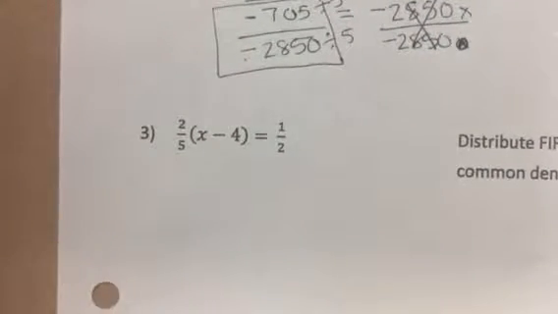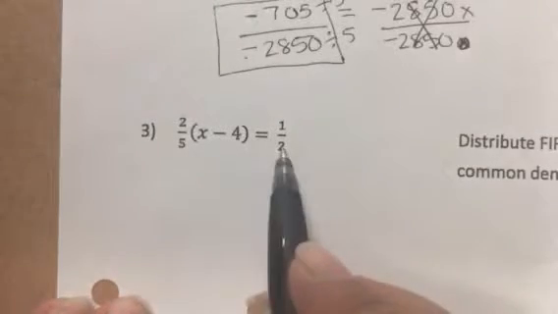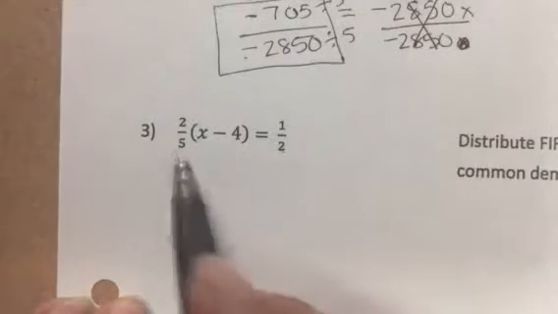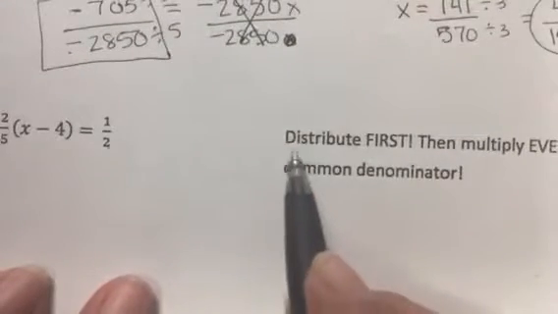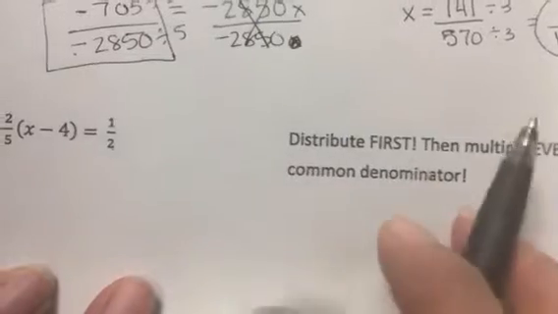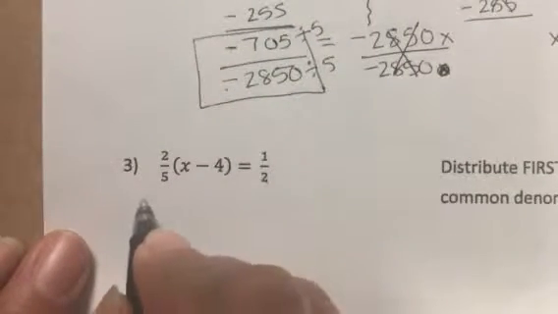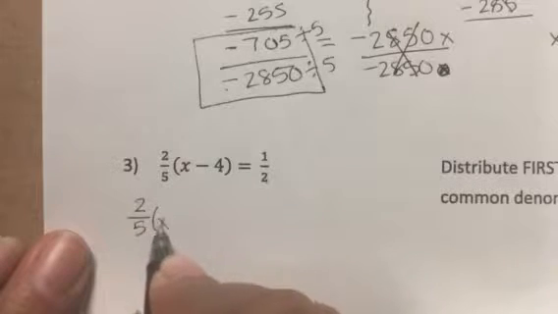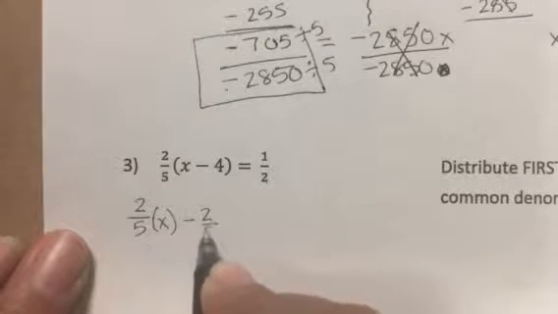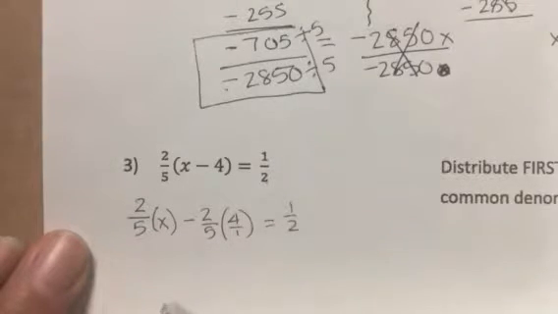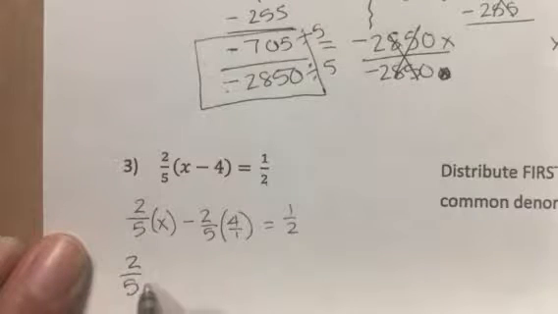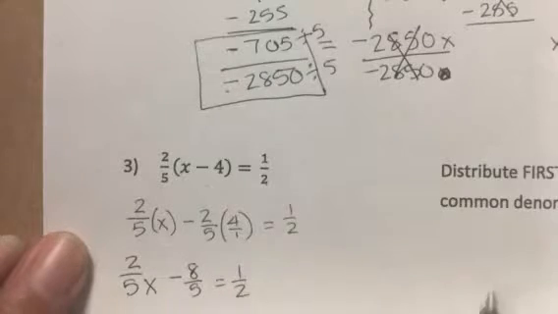Okay. Last example is something like this. Now the trick to having fractions when you want to eliminate them is if you have fractions multiplied by a product here, this quantity, you have to distribute first. You have to distribute first. So let's go ahead and do that. So I have 2/5 times x minus 2/5 times 4 over 1 equals 1/2. So I end up with 2/5 x minus 8/5 equals 1/2.